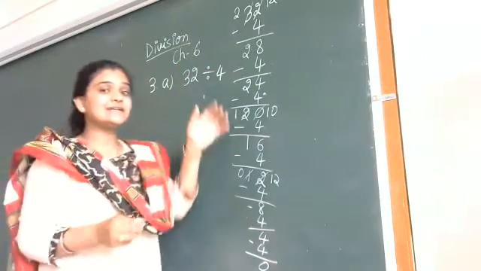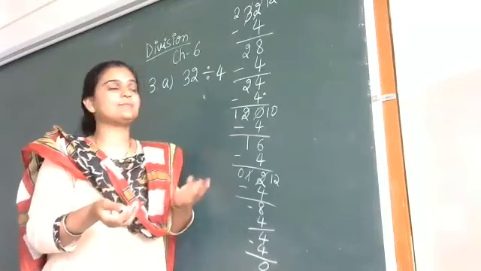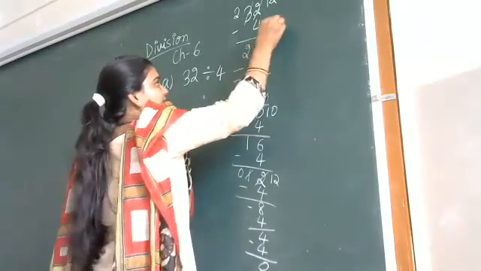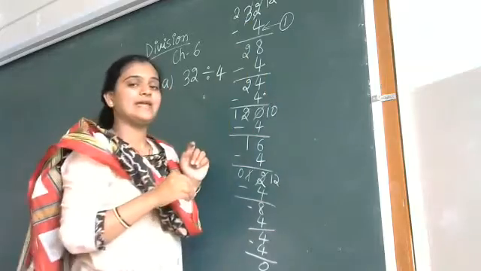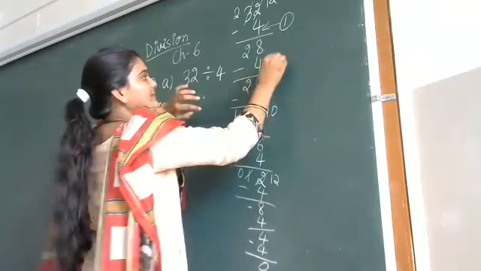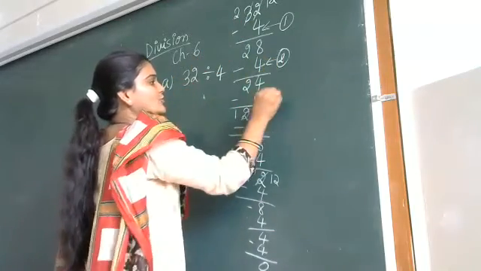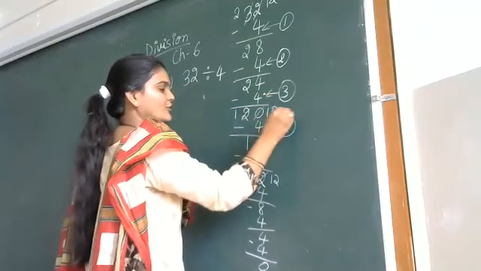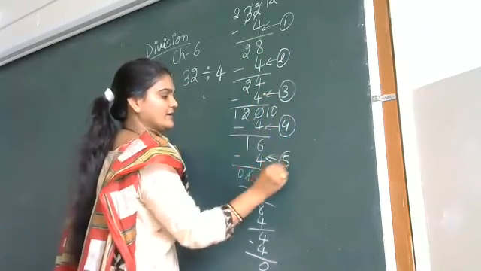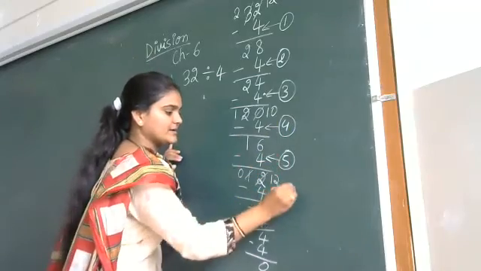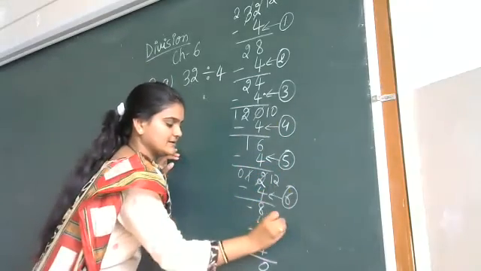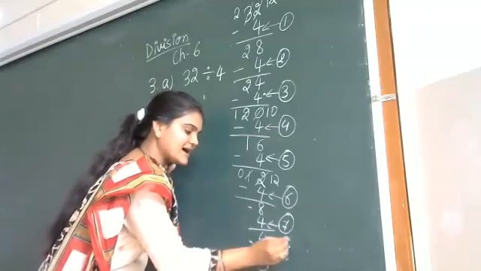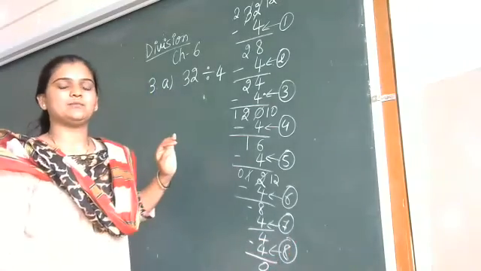So children, let us count how many times we have subtracted the number 4. See here. Ma'am, 8 times. Yes, 8 times. Okay. 1, 2, 3, 4, 5, 6, 7, and last is our 8th time.